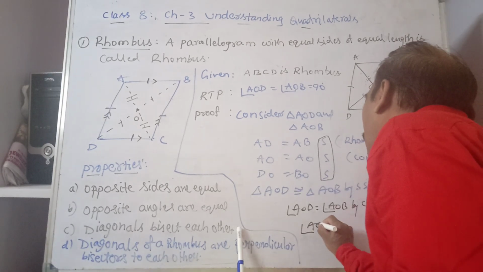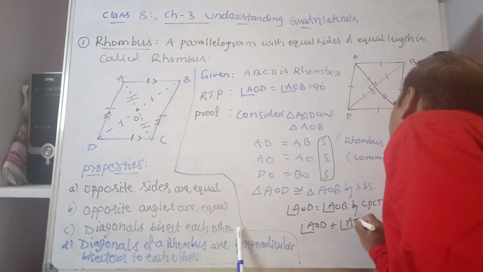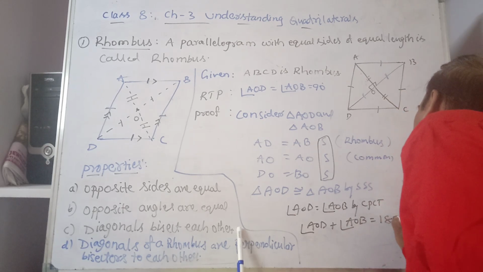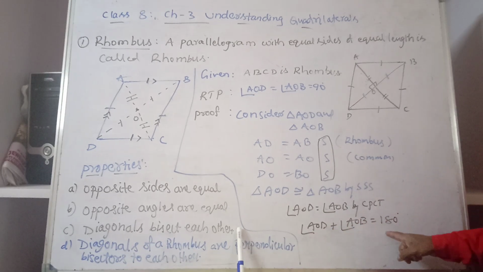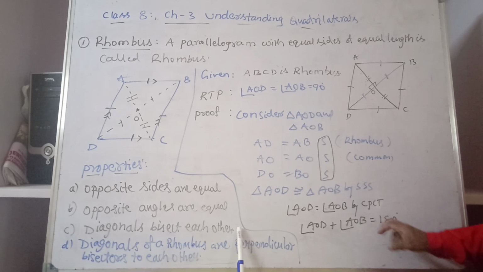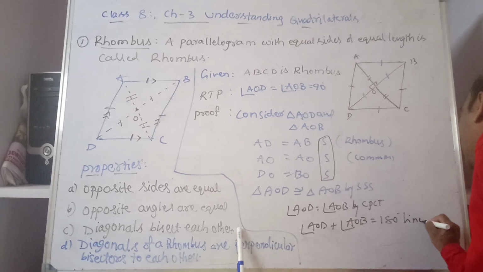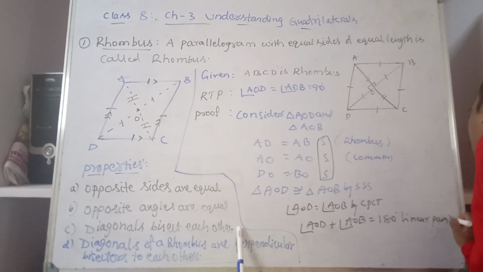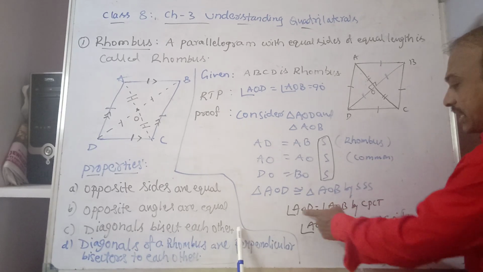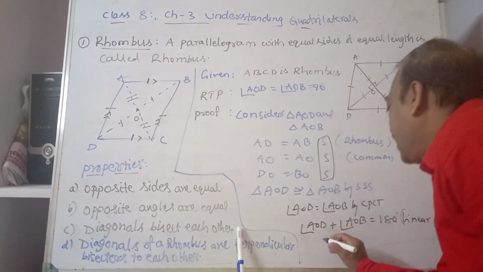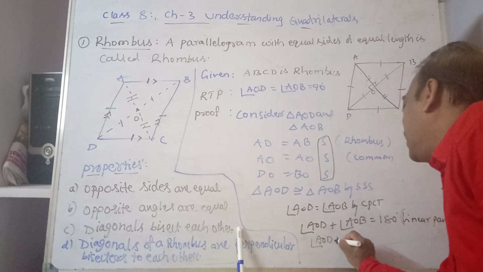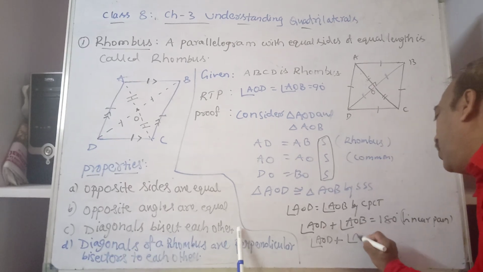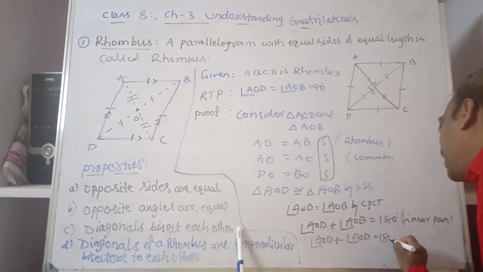Angle AOD plus angle AOB is equal to 180 degrees. That is the linear pair. Now you see here, if AOD is equal to AOB, instead of AOB you can write angle AOD. So angle AOD plus angle AOD is equal to 180 degrees.